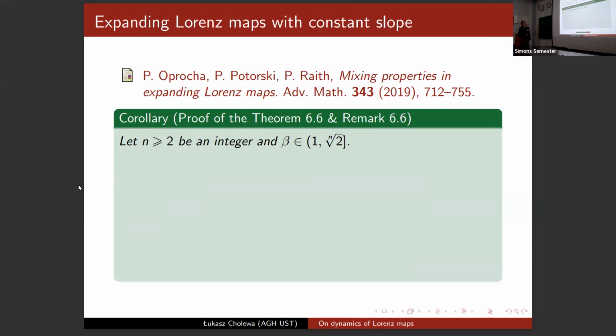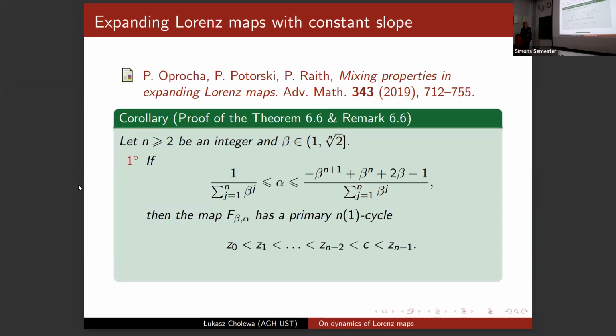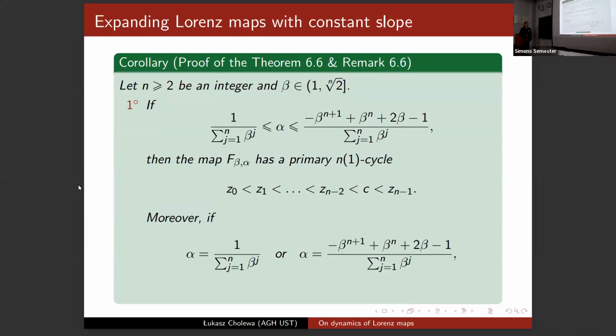Okay, so let n be an integer greater or equal to 2, and let beta be in this interval. If alpha satisfies these strange inequalities, then the beta transformation has a primary n1 cycle. And moreover, if alpha is equal to this one or to this one, then the image of 0 is z0 or the image of 1 is z1.